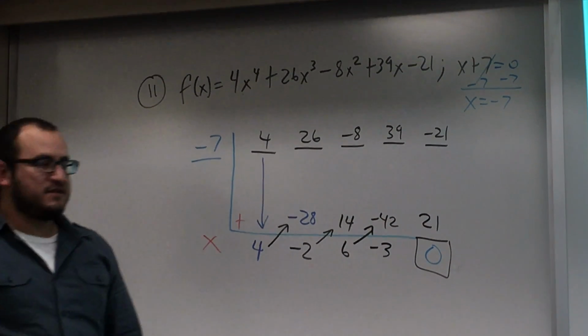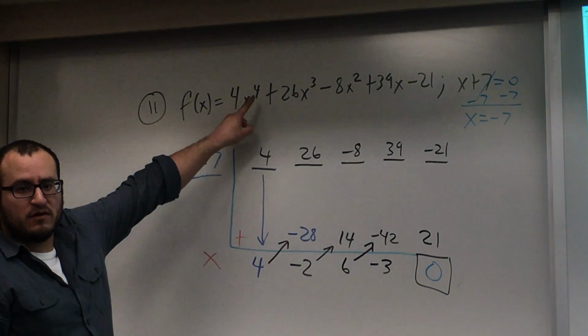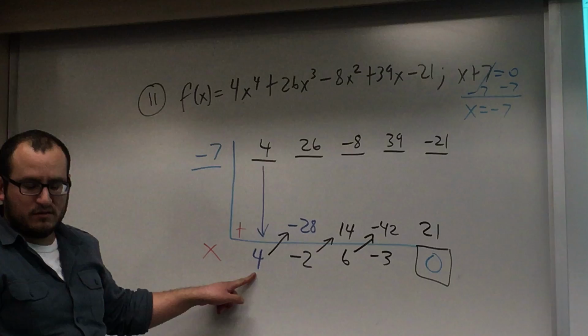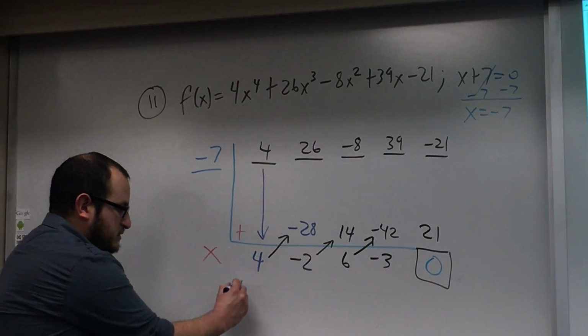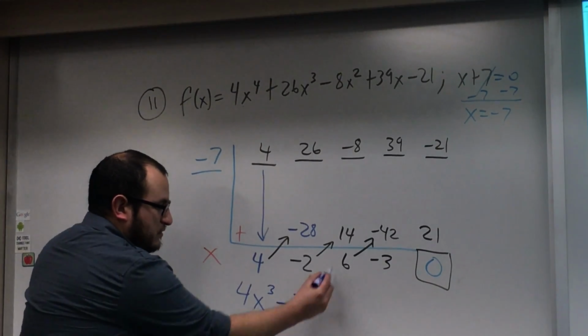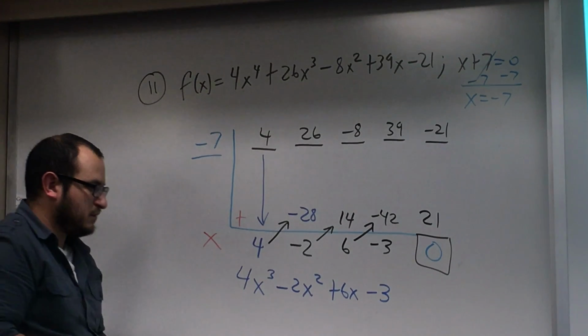Okay. Alright, this is a little bit different just because we're dividing something of degree 4 by something of degree 1. So this is not x squared, okay? This is actually 4x cubed minus 2x squared plus 6x minus 3. Okay.